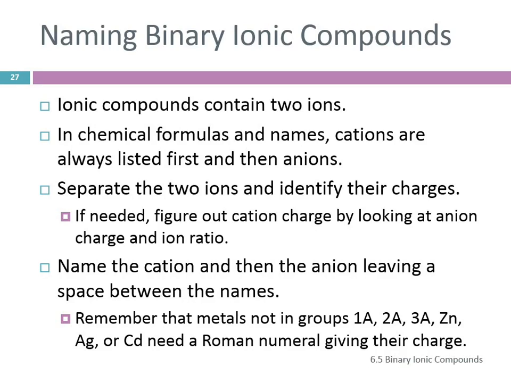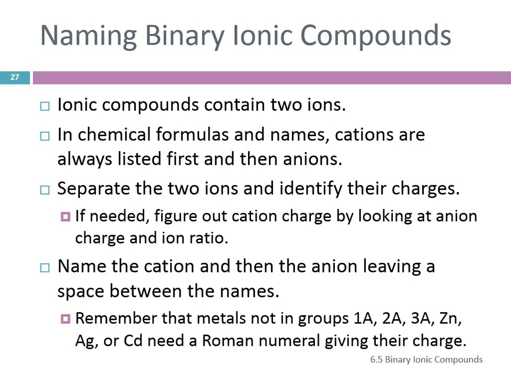So naming these, what we need to do is separate the two ions. We're starting with a chemical formula. What we need to do is take the formula apart. We just learned how to put it together. Now we're going to learn how to take it apart again. Separate those two ions, identify their charges. Sometimes we need to figure out what the cation charge is by looking at the anion charge and looking at the ratio of the ions, and I'll show you how to do that. Other times we can just look at the periodic table and know what the charges are.